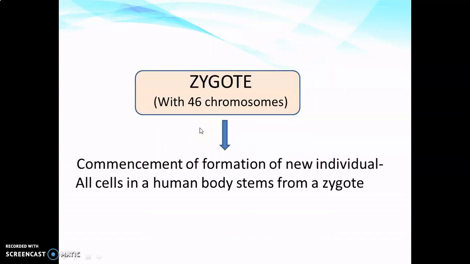So as I said, formation of a zygote by fertilization marks the commencement of formation of a new individual, that is, all cells in the human body stem from a zygote.